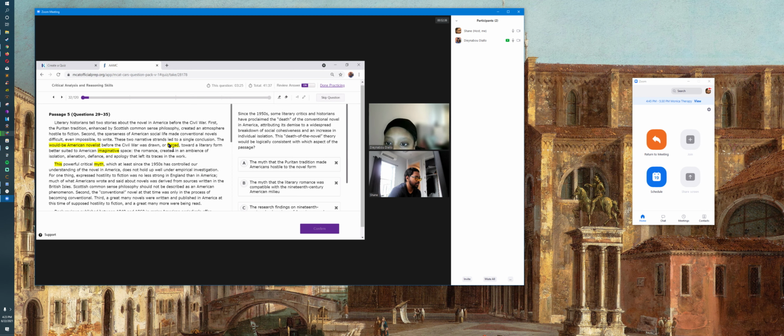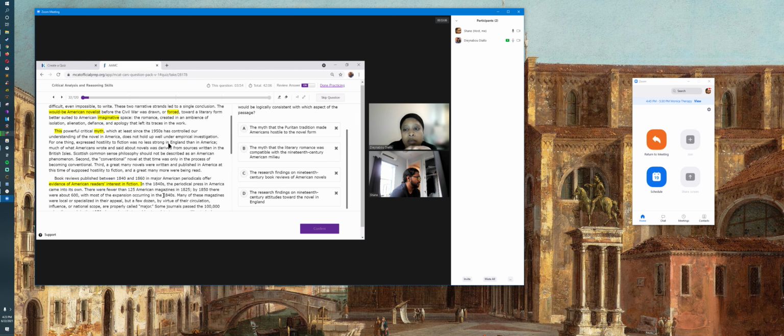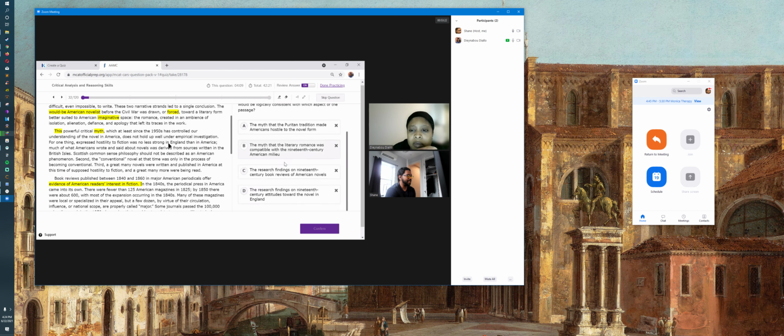Okay, let me look at the other choices too while you look at that. So the research findings on 19th century attitudes towards a novel in England. So, all right, again for B, they're talking about the literary romance, right?